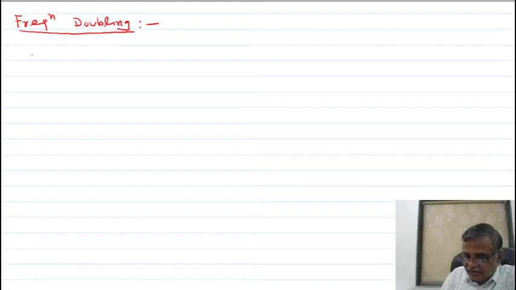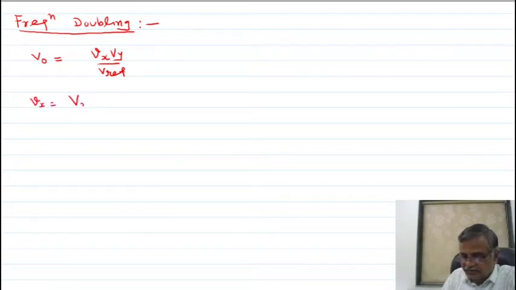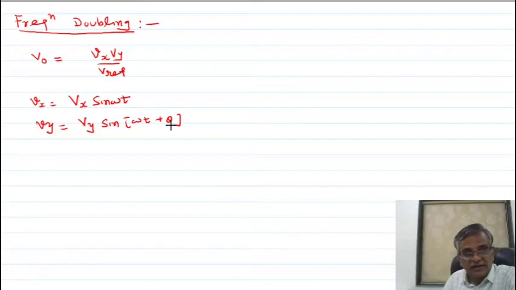You know, the output of the multiplier IC is given by Vx into Vy upon V reference. If I take Vx equal to this signal and Vy equal to Vy sin(omega t plus theta), first I am deriving the equation of the output voltage. The equation of the output voltage of the multiplier IC is Vx into Vy upon V reference.